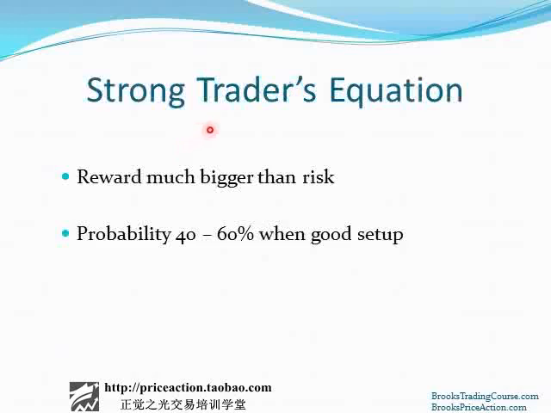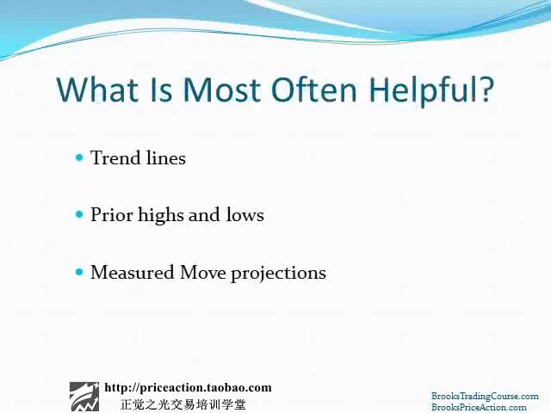The advantage of placing trades at support and resistance is that the trader's equation is very strong. The reward can be much bigger than the risk, and the probability is usually between 40 and 60%, and that creates a very strong positive trader's equation. What types of support and resistance are most useful? Trend lines, prior highs and lows, and measured move projections.